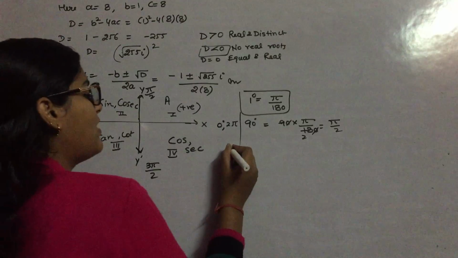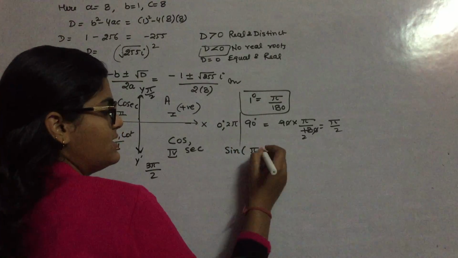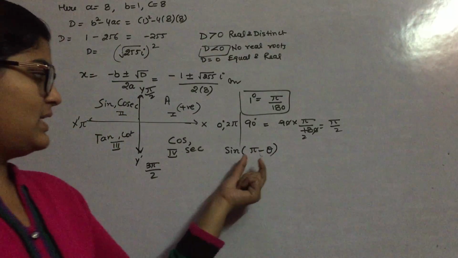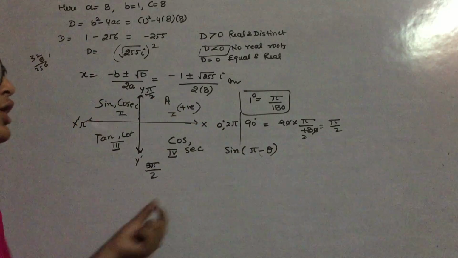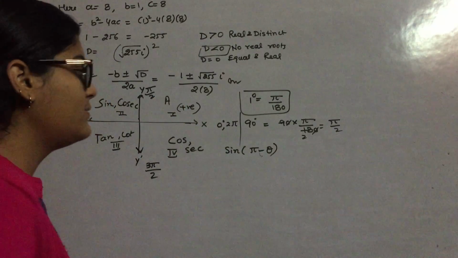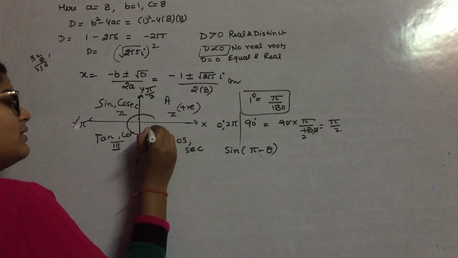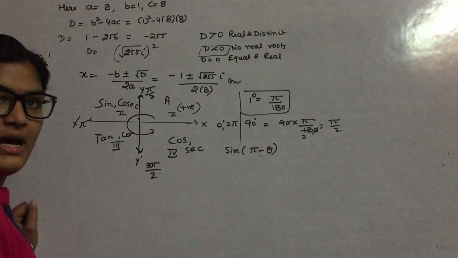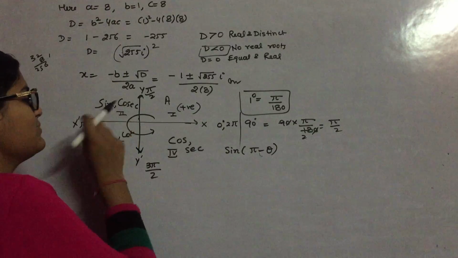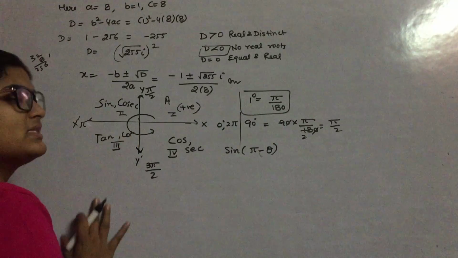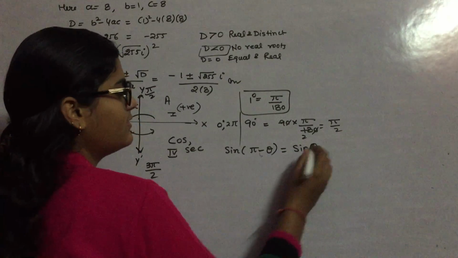So let us suppose you are asked to find the value of sine of pi minus theta. Firstly, take this angle and apply this concept. Your pi minus theta lies in which quadrant? Your angle is considered in the anti-clockwise direction. So your pi minus theta is less than pi, which is the second quadrant. In the second quadrant, sine is positive, so it comes out to be sine theta.